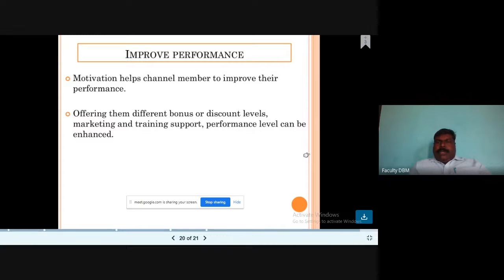So whenever you are doing anything which is correct, you should not listen to others. In the same manner, if you get motivated, then that motivation will take you onto the top. So compulsory this motivation, that is also financial motivation in marketing, makes more sales. If you are not going to give a financial motivation, then the performance level may not be increased. Offering them different bonus and discount levels, marketing, training support, performance level can be enhanced.